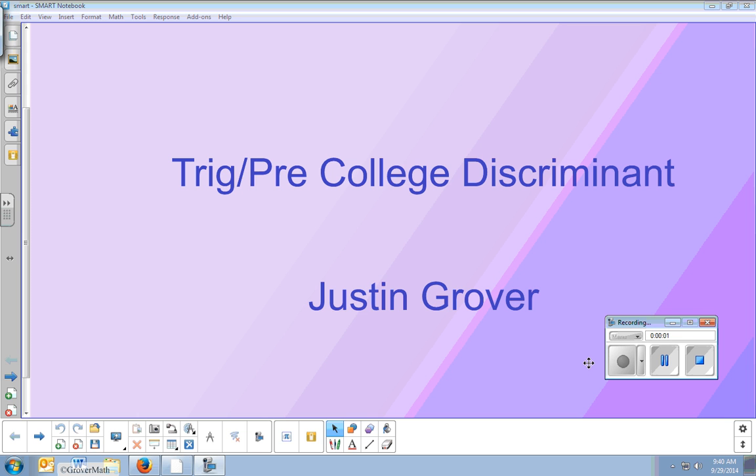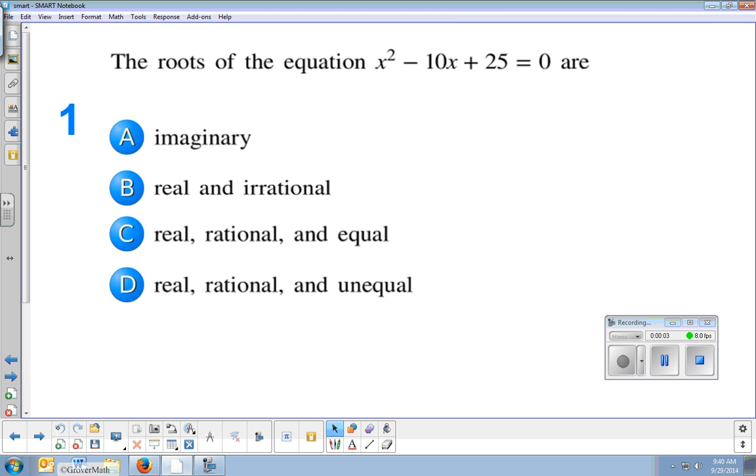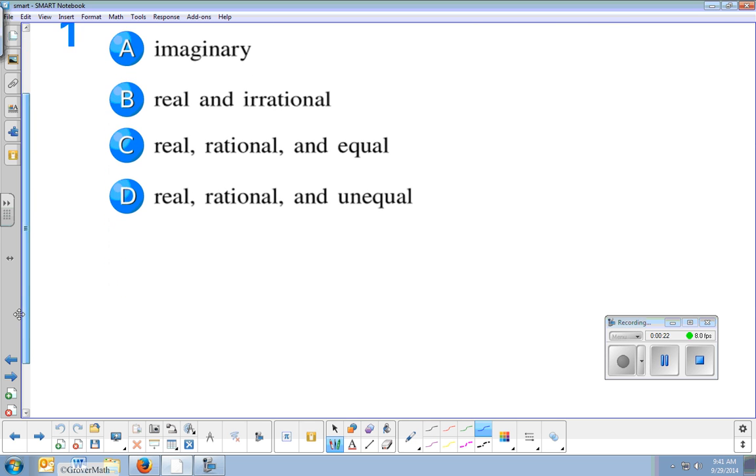Trig pre-college math, discriminants. The roots of the equation x squared minus 10x plus 25 equals 0 are what? A, imaginary; B, real and irrational; C, real, rational, and equal; and D, real, rational, and unequal. Just a quick little background on how this all works.